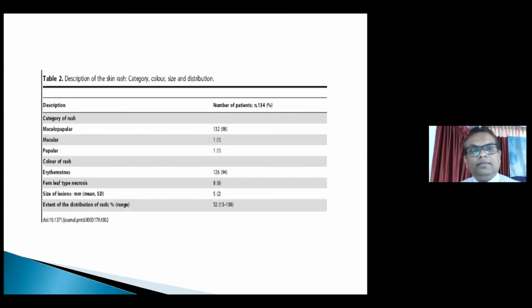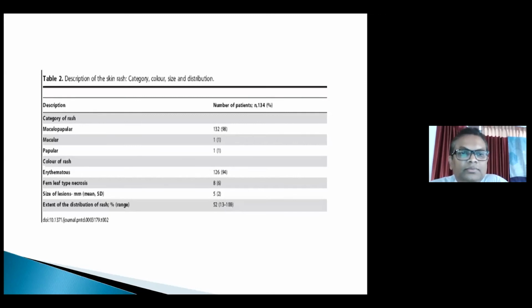And the type of skin involvement, again they have described that the majority of them, that is 98% of them, were having a maculopapular rash, which is very characteristic, very discrete. I will show you some slides. And then of course very rarely maculopapular.